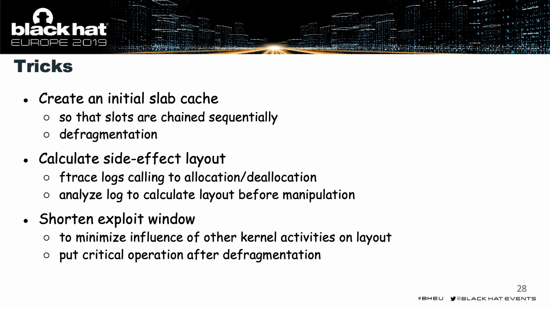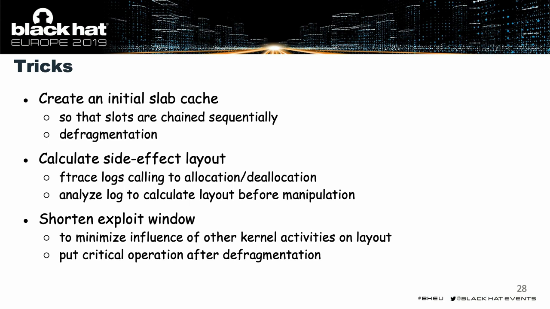The first trick is how to create an initial SLAB cache. It is important because in our layout manipulation, we assume that all slots are chained sequentially. This assumption doesn't always hold. After the kernel boots up, the objects are allocated and freed, and the slot list is messed up. To deal with this, we use defragmentation, which basically allocates a number of objects and forces the kernel to create a new SLAB cache in which all slots are chained sequentially.